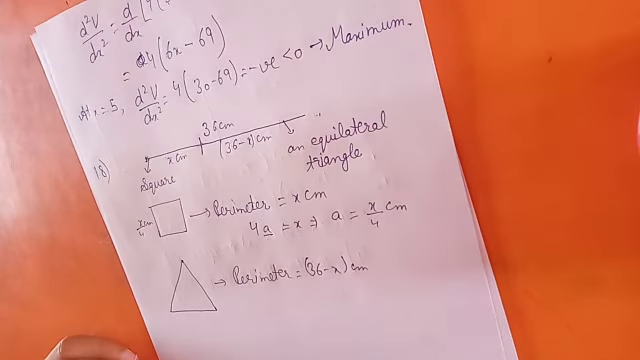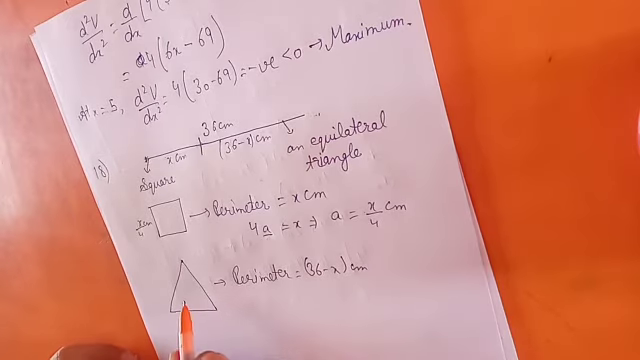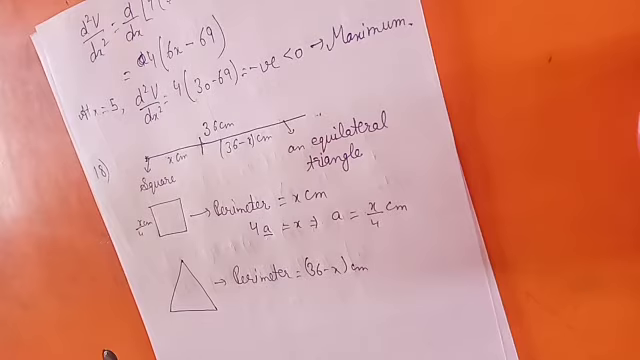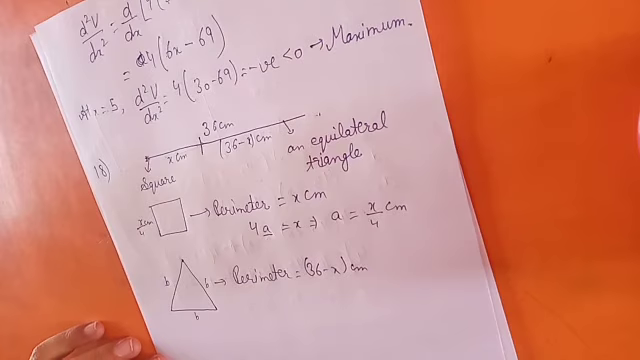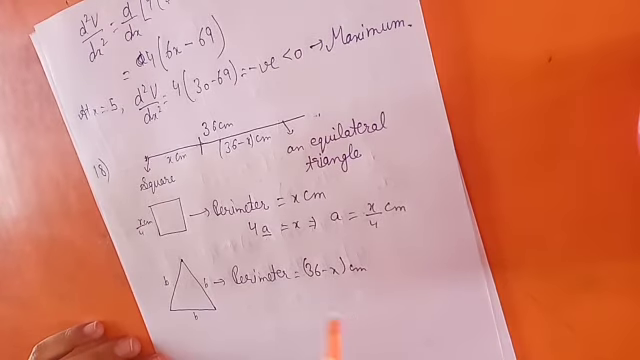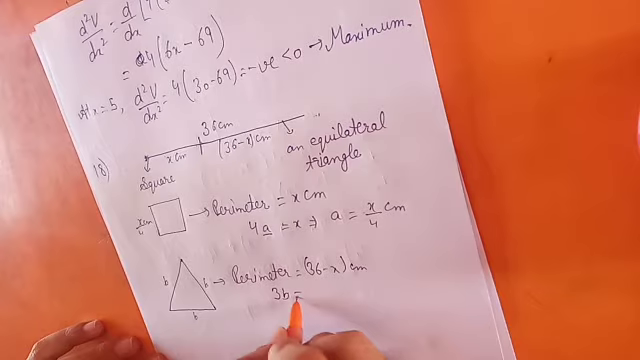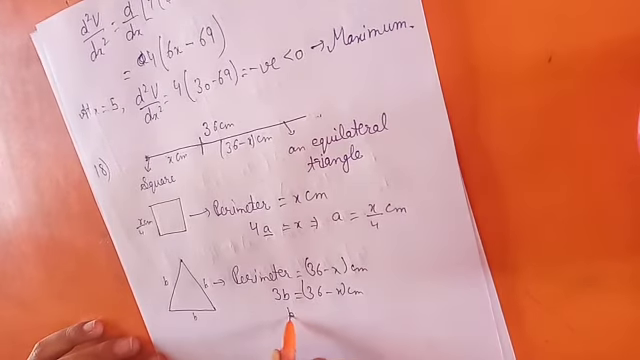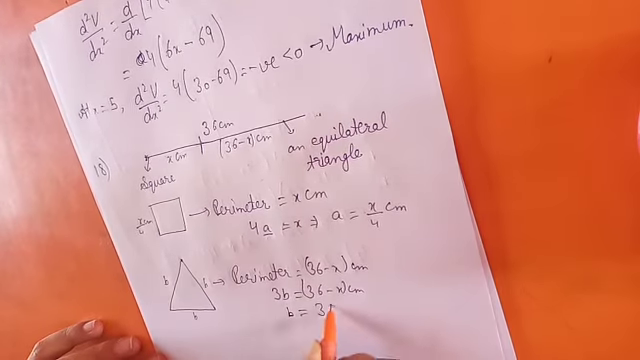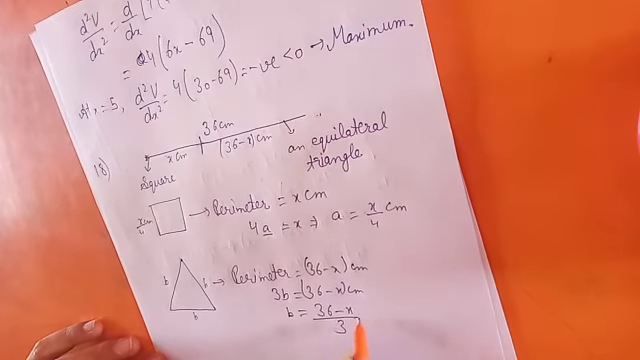So what is the perimeter of an equilateral triangle? For a triangle it is the sum of all sides, but for an equilateral triangle all the sides are the same. I can assume B, B, B. So 3B, the sum of all sides, will be 36 minus x centimeters. So I get B equal to (36 minus x) by 3 centimeters.